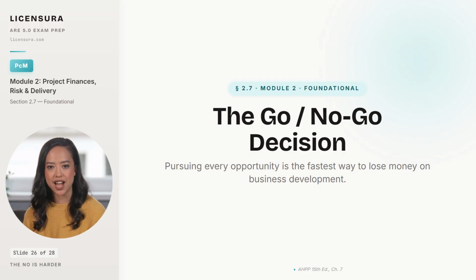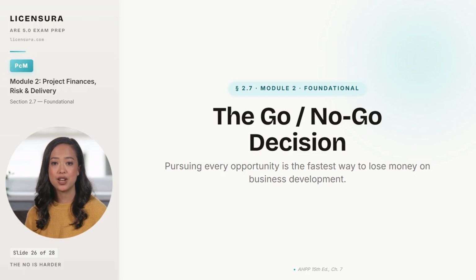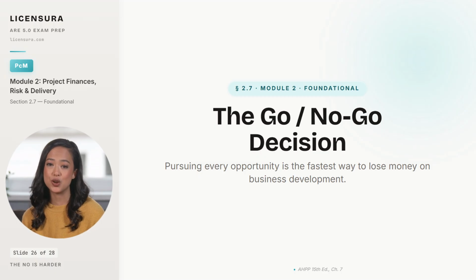But the firms that survive are the firms that say no early and often, because pursuit costs are real, they are large, and they come out of the same labor pool you need to deliver the projects you have already won. A disciplined go or no-go process is not pessimism. It is the math that keeps the lights on. Let me walk you through the 6 factors a real go or no-go decision turns on.